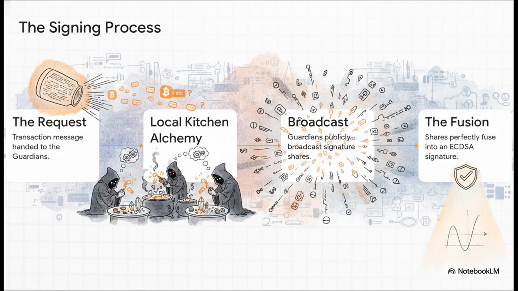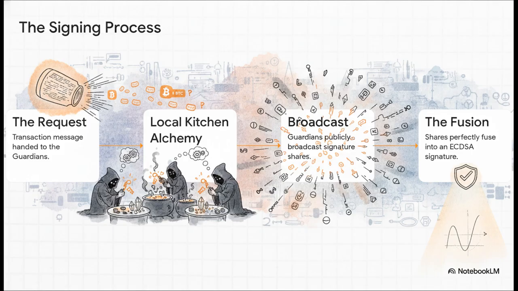The request arrives. Step 2. Local alchemy. Each Guardian takes their own hidden fragment of the private key, combines it with the pre-baked ingredient they made in the kitchen, and calculates a signature share. And the most amazing part here? This requires absolutely zero talking between the nodes.